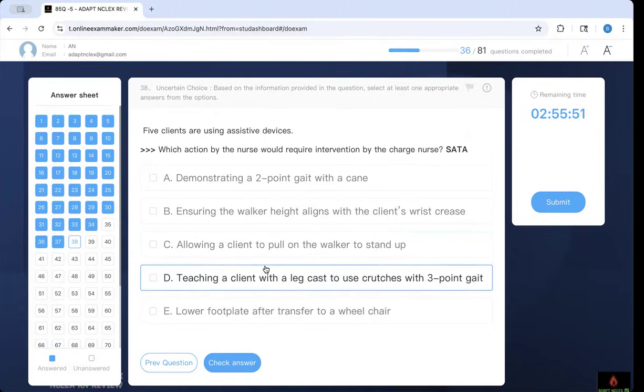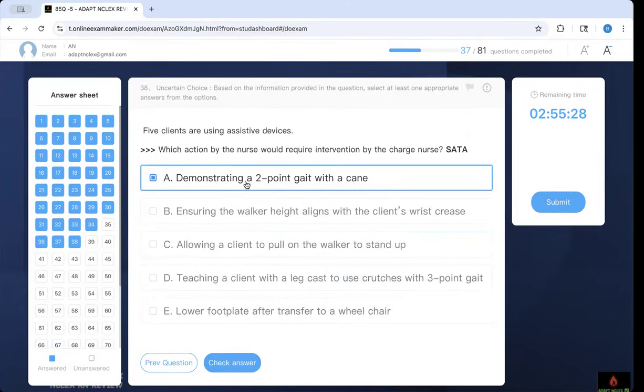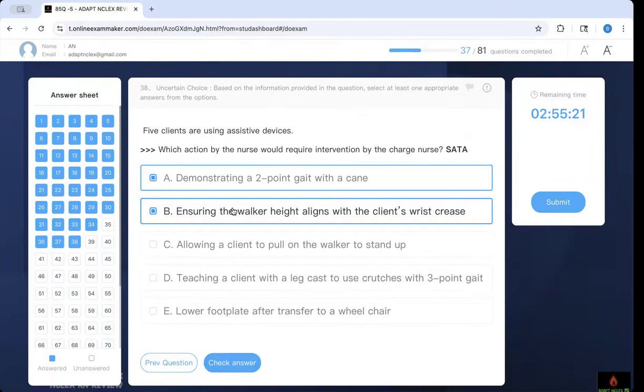Do you think it's okay? Teaching a client with a leg cast to use crutches with 3 points. Lower the foot plate after transfer to a wheelchair. Which of these is okay and which one do we need to intervene? What do you think? 2 points down for a cane is acceptable. Good, we don't need to intervene. Ensuring a walker height aligned with the client's wrist is acceptable. We don't need to intervene. Therefore, those two are gone.